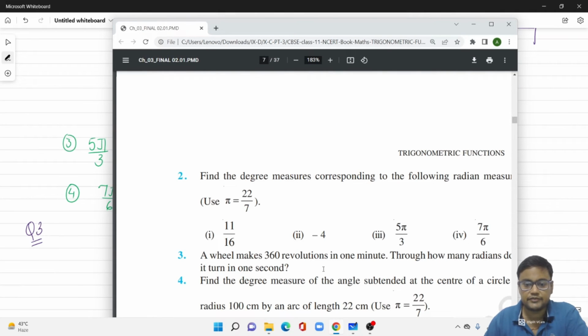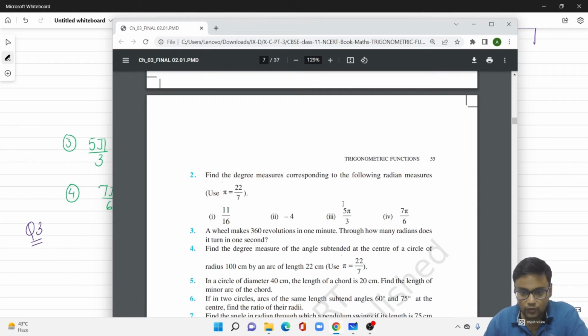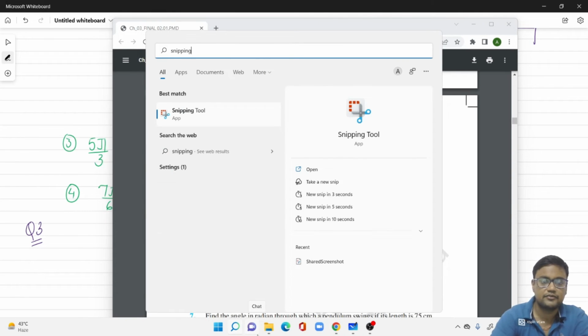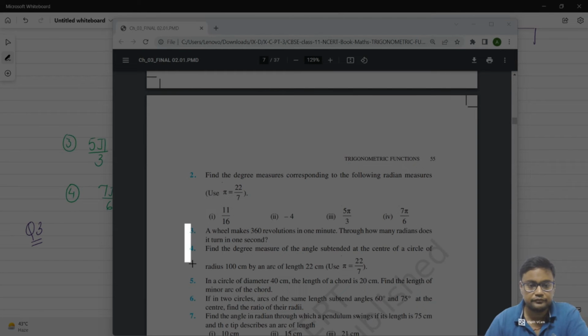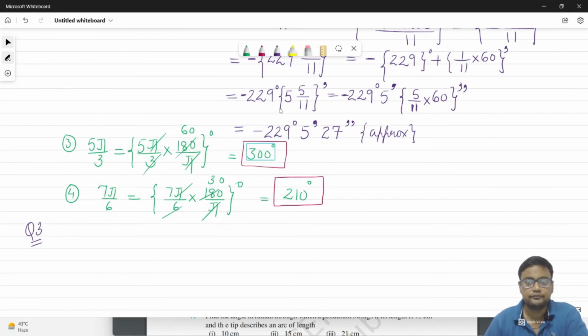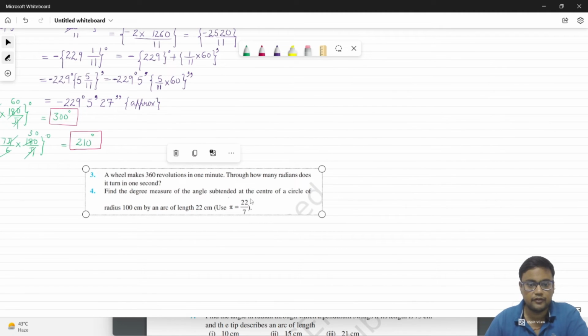A wheel makes 360 revolutions in 1 minute. Through how many radians does it turn in 1 second? So a wheel, let us copy this question first. Let us copy it and then we will paste it back into our work area. Snipping tool. Let us copy these two, both of these two. Okay, good. So this is the problem we have.